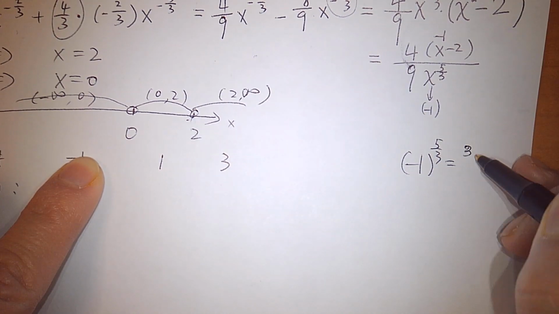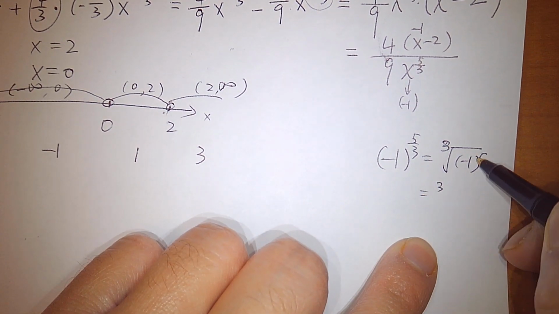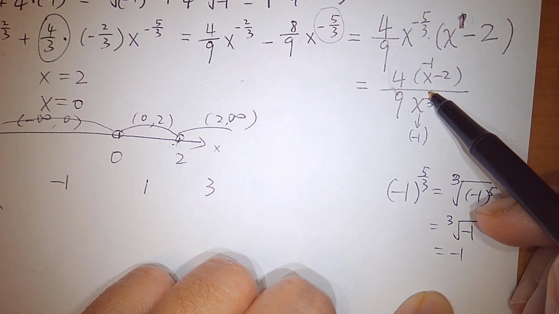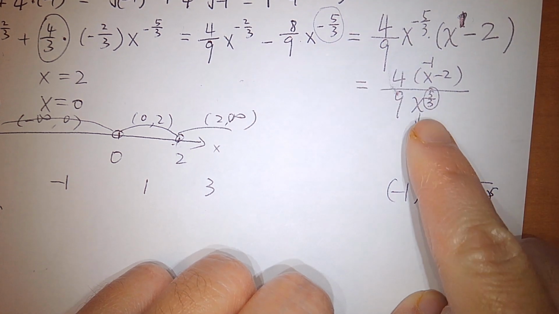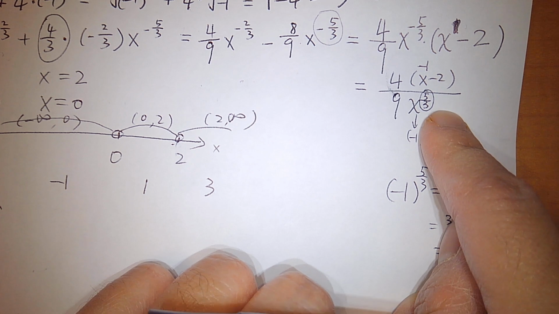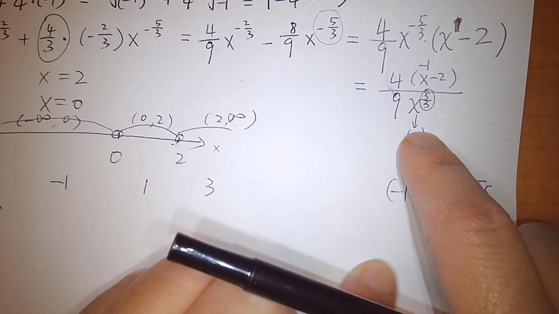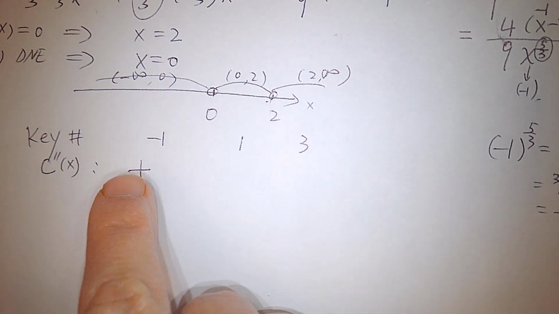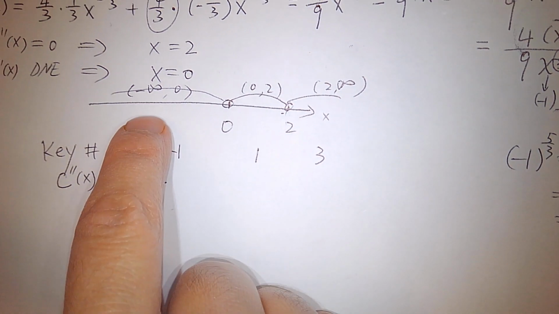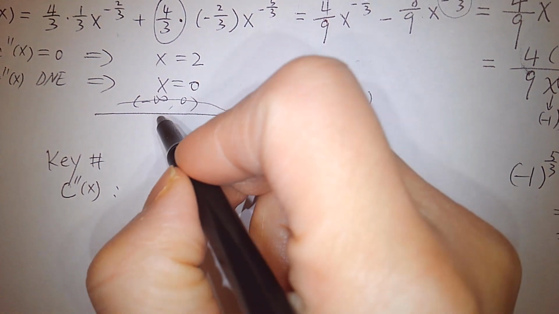Equals cube root of negative 1 to the 5th. What is negative 1 to the 5th power? What's the cube root of negative 1? Negative 1. Because this is an odd power, negative 1 to the odd power is always negative 1. So negative over negative gives us positive. So on this interval, our function C should be concave upward. Yes, concave upward.